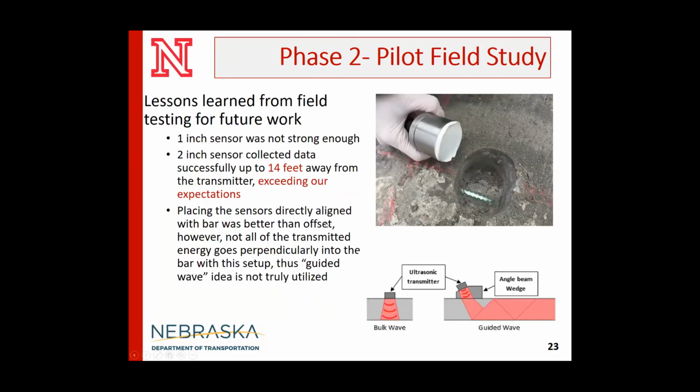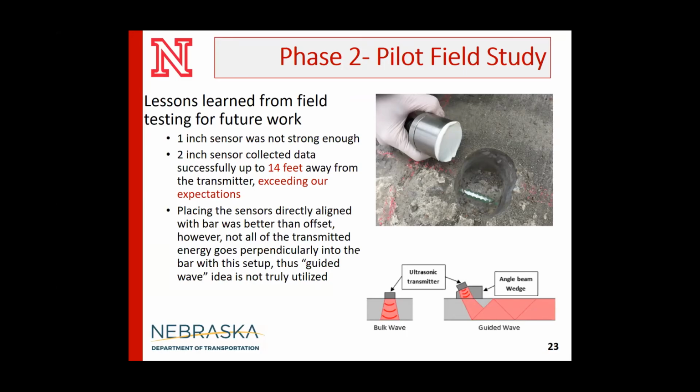We also did, in the early second phase, a brave attempt at a field study. Obviously the bar is not sticking out at the end of the bridge like our lab specimens, and we knew that. So we said, okay, we're going to core, similar to what is done for half cell potential, and we'll attach to the rebar from one end, and then we'll measure across the concrete.